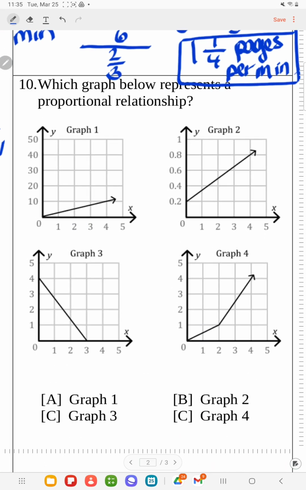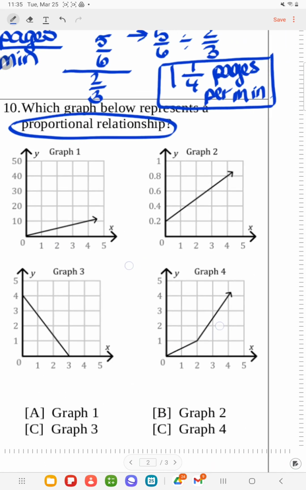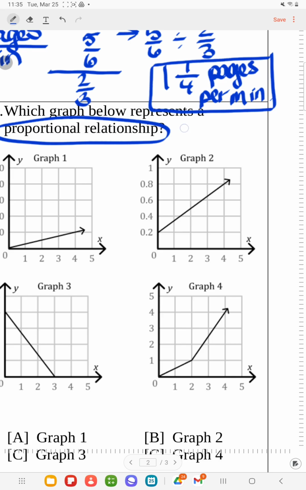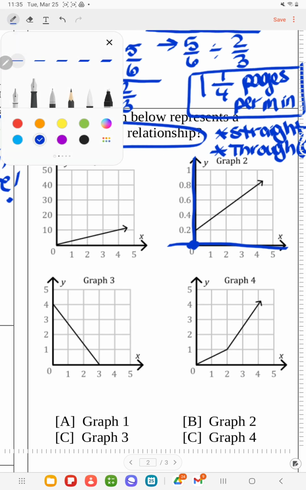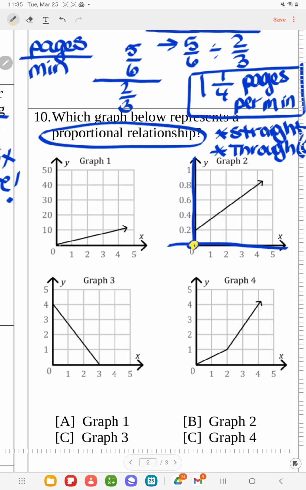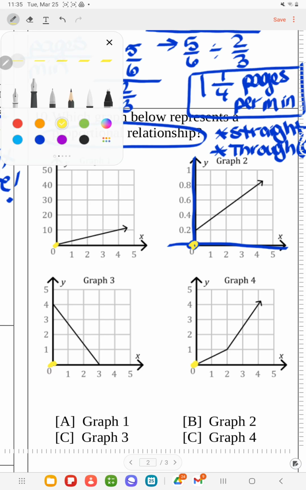Which graph below represents a proportional relationship? There are a couple rules to these, so it needs to be a straight line. And it needs to go through 0, 0, through the origin, or the point where they intersect. These lines intersect, so it needs to go through this point, and it needs to be a straight line.